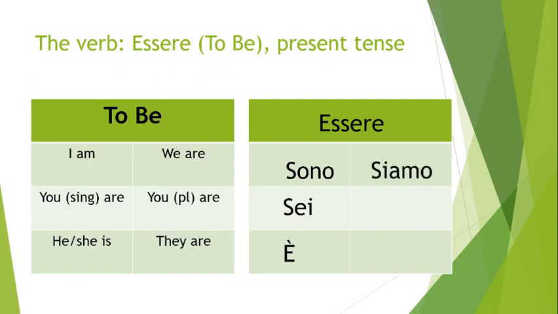Then we have siamo, we are. Then you are, siete. And they are, sono. And that is, as you can see, the same as the first person singular, but don't worry, you would never confuse them because it's very obvious through the context whether you're saying I am or they are, right? So we have sono, sei, è, siamo, siete, sono.